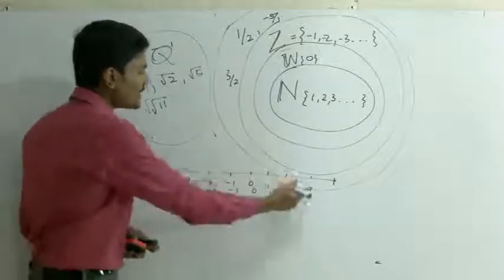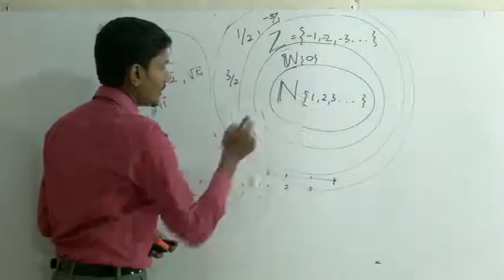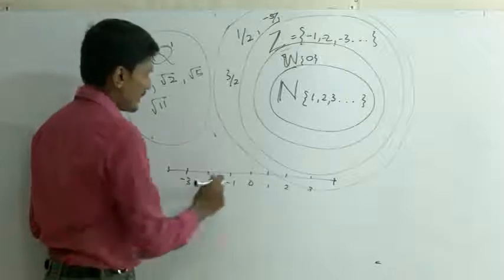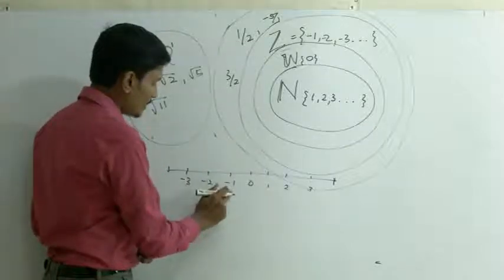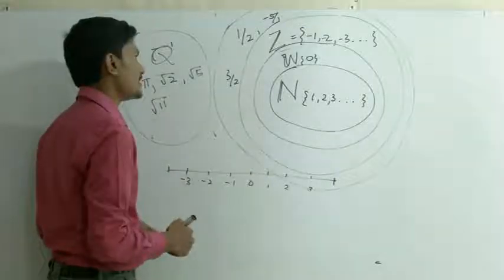So, we can place these numbers on the number line. So, 1 is there, 2 is there, 3 is there, those are natural numbers. 0 is there, it is a whole number. Negative integers are there, minus 1, minus 2, minus 3 up to infinity, the integers are there.